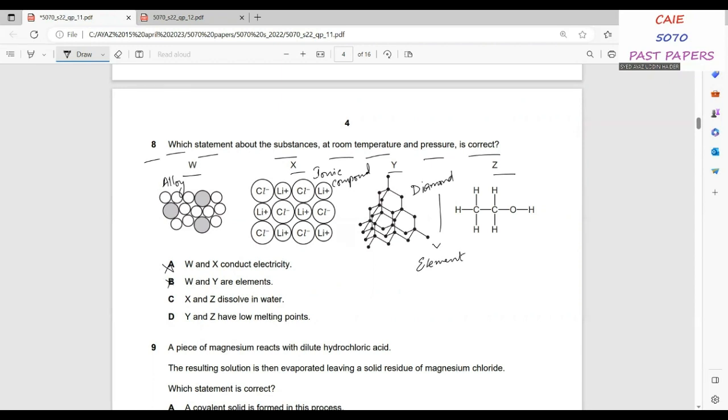C. X and Z dissolve in water. X is an ionic compound. What is Z? Z is ethanol. Both ionic compound and ethanol are soluble in water. So C will be the right statement. For your convenience, I am reading the last statement. D. Y and Z have low melting points. Y is diamond, which must have a high melting point. Z has a low melting point. This is correct, but Y does not have a low melting point. So this is wrong.